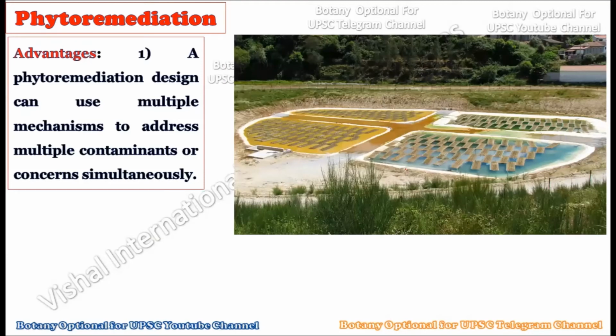Now let us consider the different advantages of phytoremediation. Phytoremediation design can use multiple mechanisms to address multiple contaminants or concerns simultaneously. For example, if there are different types of pollutants and different types of areas, sometimes we have polluted soil, sometimes we have polluted water. For each one of these categories, phytoremediation has its own answer. Phytoremediation is not a static technique that can't be altered, but it can be altered from place to place, from pollutant to pollutant. We can alter this process and actually clean up the soil.